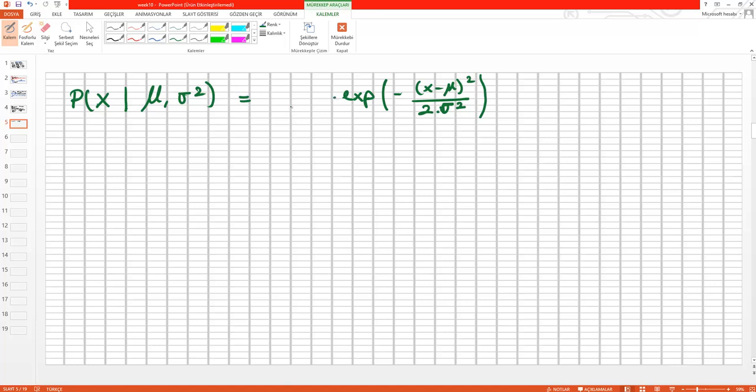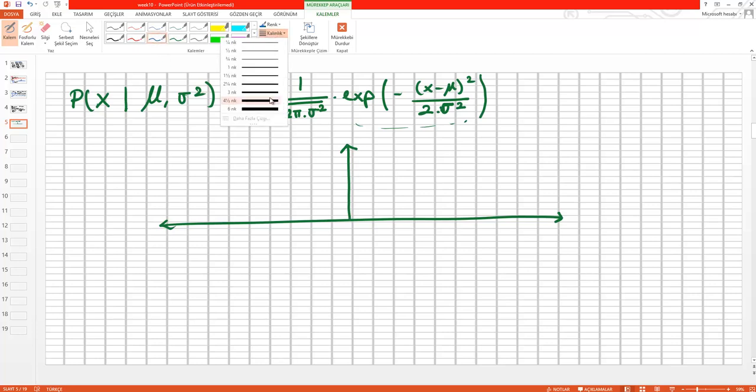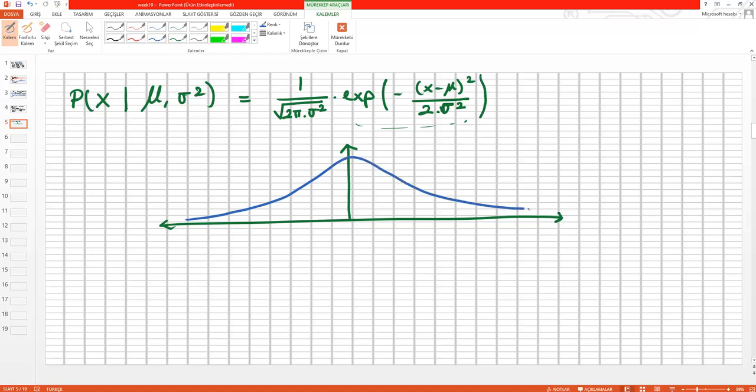And we should scale this function with this term: square root of 2 pi and the variance value. What's the meaning of this? This function creates this shape in normal situations, just like this. And if we have this notation, the highly expected value is mu, because it is the most likely expected value.